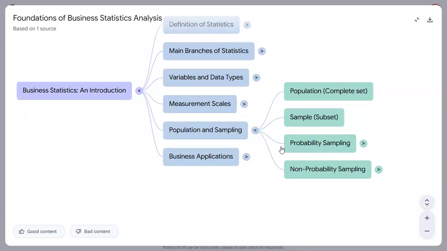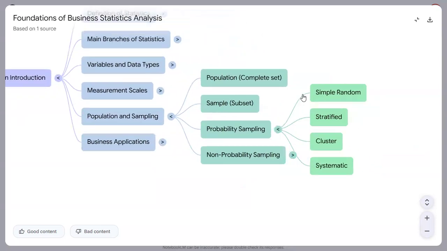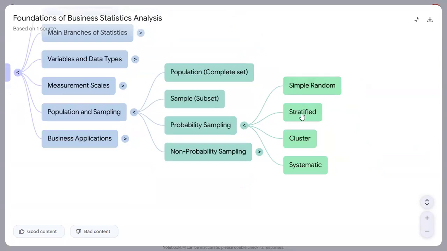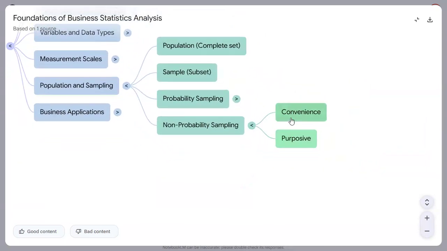And you may have an in-depth understanding of what is population, sample, probability sampling, and non-probability sampling. In probability sampling, we may study simple random sampling, stratified sampling, cluster sampling, and systematic sampling. And in non-probability sampling, we study convenience sampling and purposive sampling.